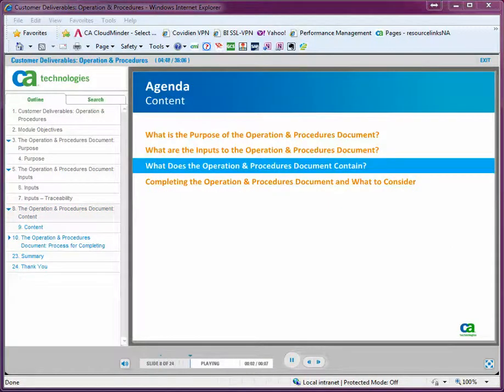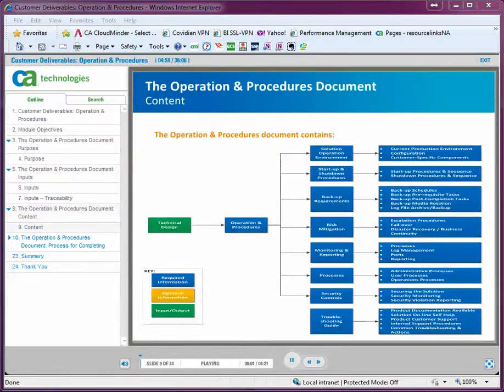Okay, next we're going to take a look at what the document should actually contain. Let's take a look at what it takes to put a proper Operation and Procedures Guide together, now that we understand the purpose of the document. The solution operations environment must reflect the production as-built configuration, including integrations and any other customer-specific component.